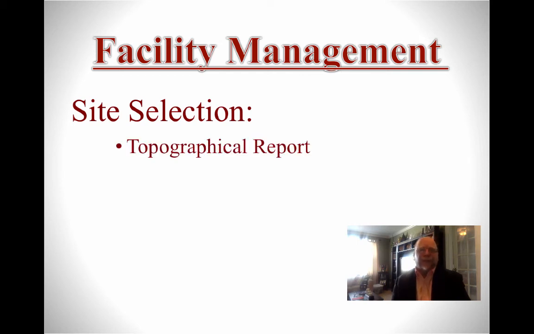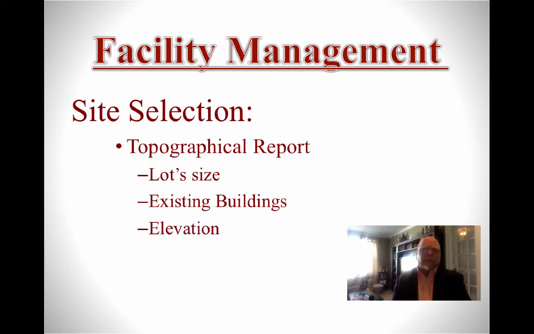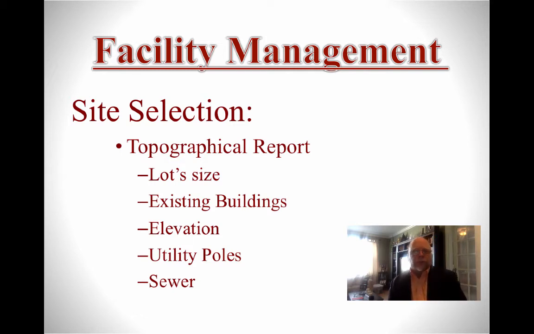All right, in your site selection, you also need to do a topographical report. Okay, and this is a report on the lot size. Are there existing buildings? What's the elevation? Does it go up? Is there a hill? Is there not a hill? Is it sloping, that kind of thing? Whether there are poles, utility poles on the property already, what the sewer infrastructure looks like. So the topographical report is based on the lot size again. It should show any existing buildings, what the elevation of the property is, and any infrastructure like utilities, sewer, water, gas, that kind of thing.